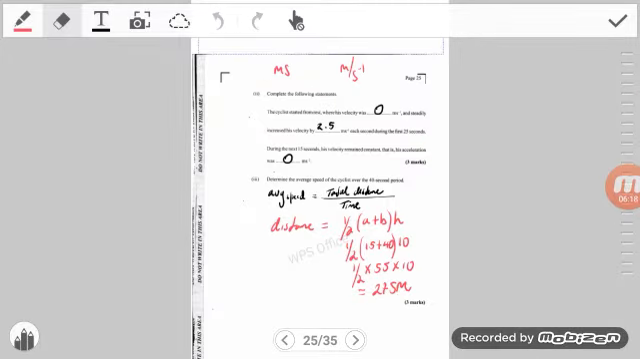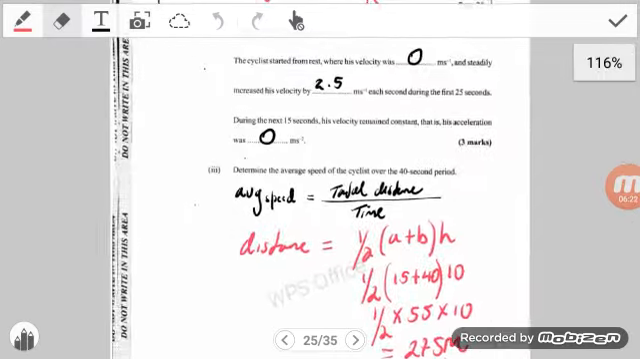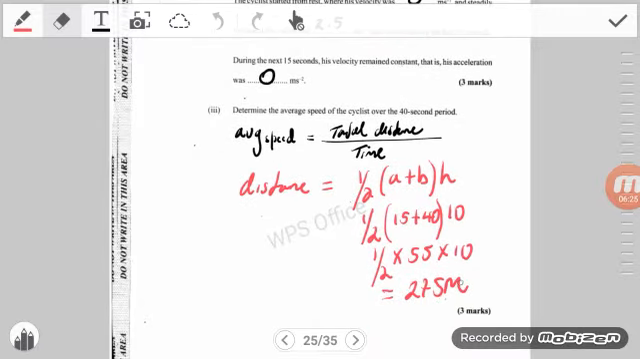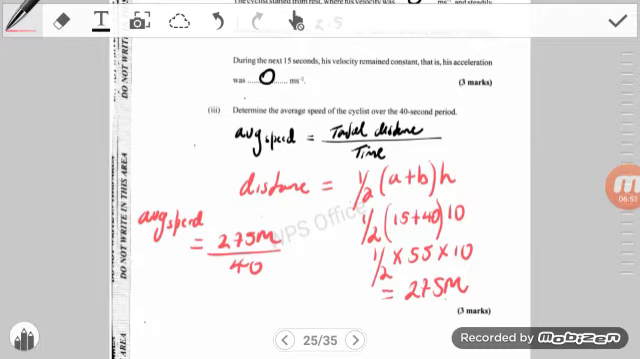So to wrap this all up, we already know the formula. We had written it here. So we have the total distance traveled by the cyclist, and we already know the time that it took for him to travel that distance, which is approximately 40 seconds. So therefore, average speed is equal to 275 meters divided by the time, which is 40 seconds.